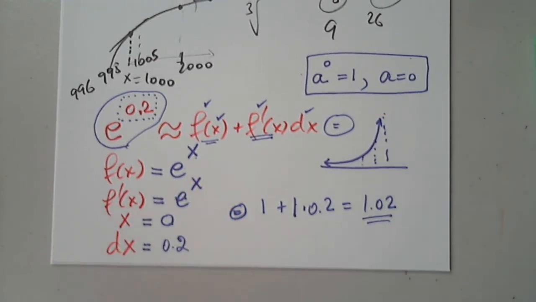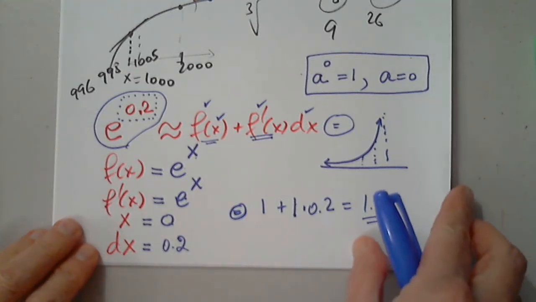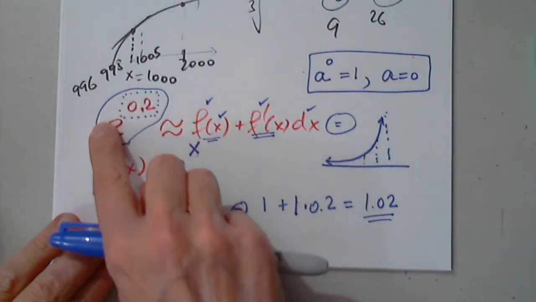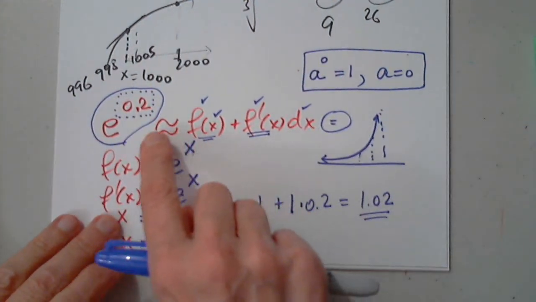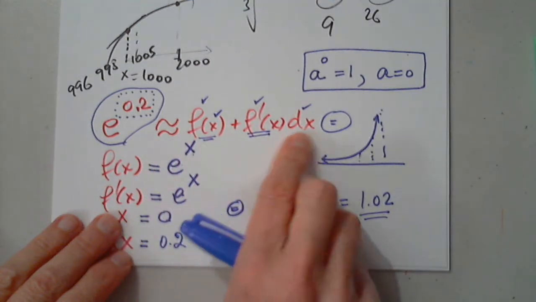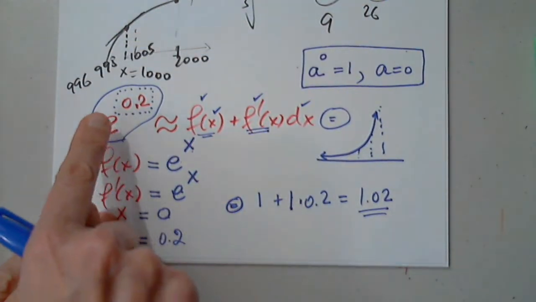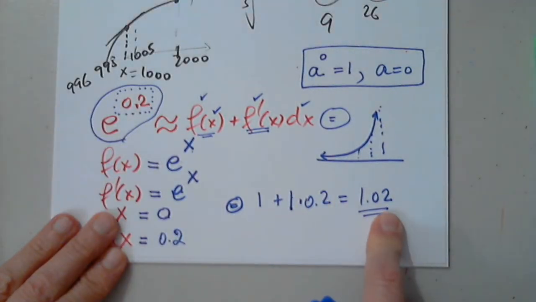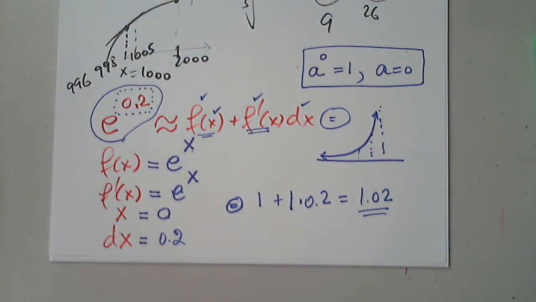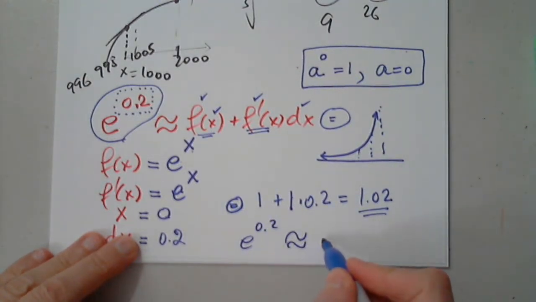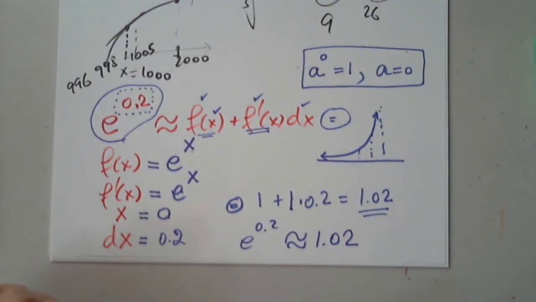I have a quick question. Yes. So what exactly is 1.02 equal to? What's the symbol that it is equal to? This is approximately this, but this is exact equals this. So e to 0.2 is approximately 1.02. This is all we are saying.